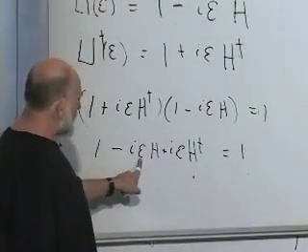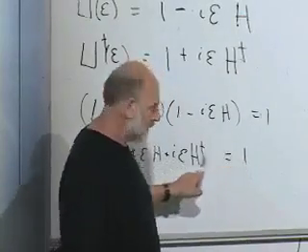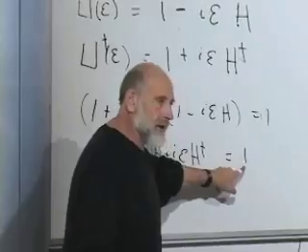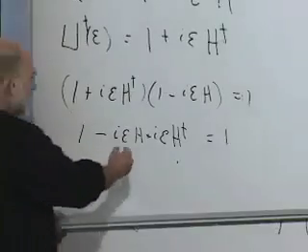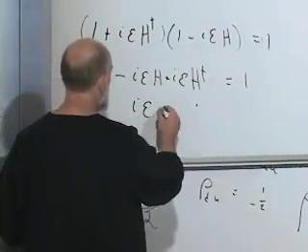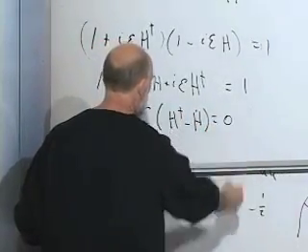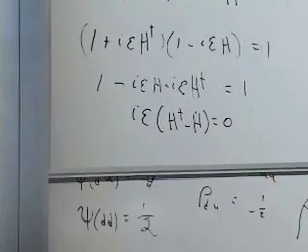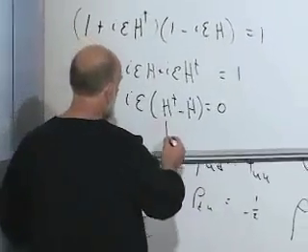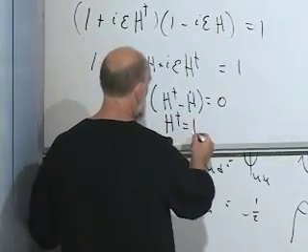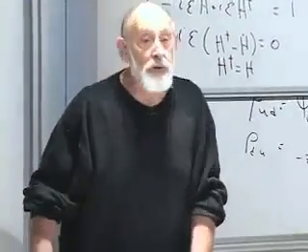We don't want to ignore epsilon itself, the reason being that the 1's cancel on both sides, and so the leading term is proportional to epsilon. And what do we get? We get i epsilon (h dagger minus h) should be equal to 0. In other words, to leading order in epsilon, the conclusion is that h dagger equals h. In other words, h is Hermitian.